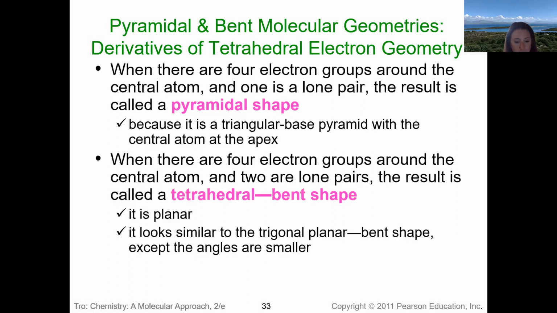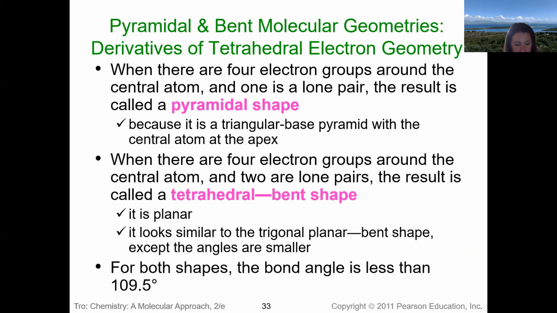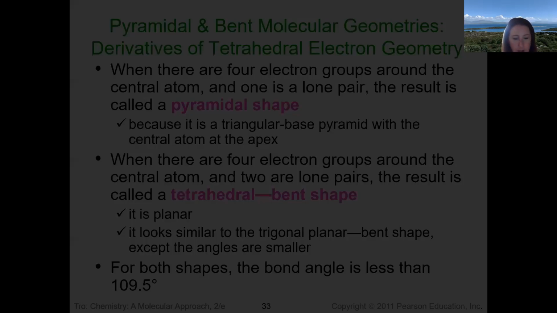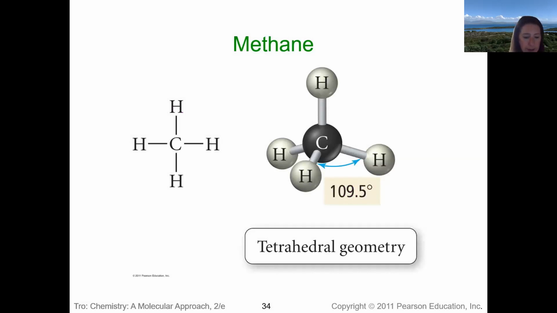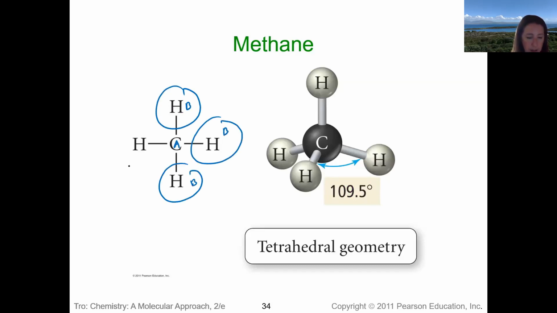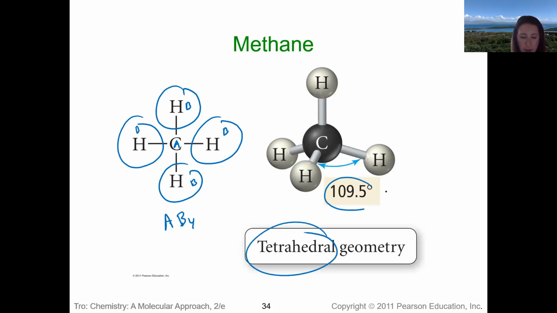So we have a tetrahedral that looks like it's bent. We're going to look at it in a second. And when we have a pyramidal that also looks like a bent. So let's look at these two. It's easier, I think, to see it than the words. We'll come back to the words. Okay, so if we have the structure, right? This is A, B, B, B, B. This is AB4, tetrahedral, 109.5, right?